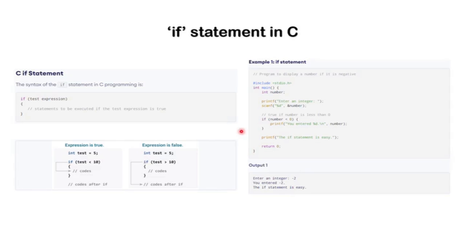Every language has some decision making statements. C language also has. There are different types of decision making, like if statement, if else statement, if else if ladder, and also switch statement. Okay, let us go through them one by one.